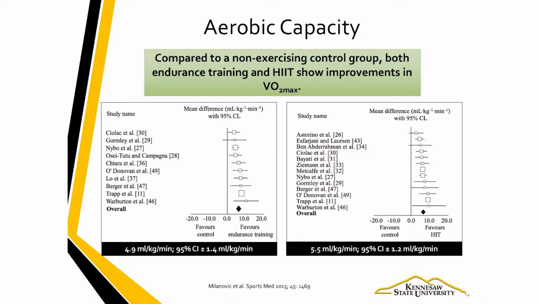But if you look on the right side, again the inverted T, those are all studies that compare high intensity interval training with a control group. Again, you see the diamond dot there. It also favors high intensity training. What does that suggest? It suggests that when you compare a control group to a group with high intensity interval training, the high intensity interval training had a significant effect on VO2 max.